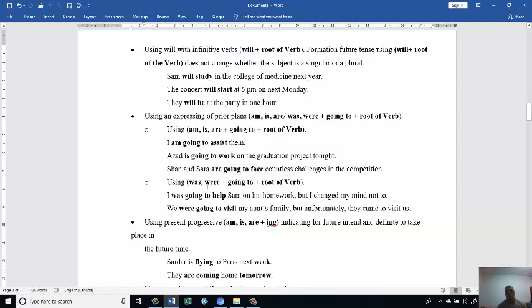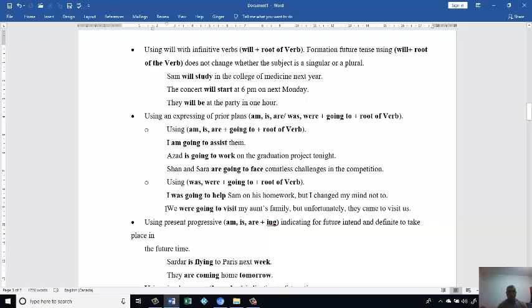Sometimes we use was or were. Let's see how we use it. I was going to help Sam with his homework, but I changed my mind. It means we talk about an action planned for the future, then we change it. They said I was going to help him, but I did not.